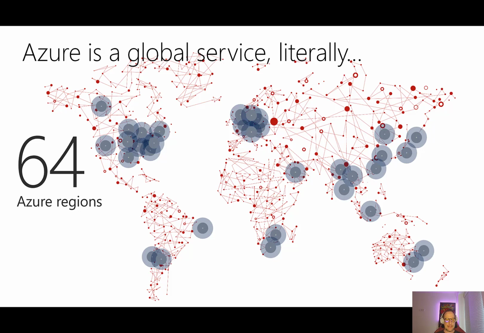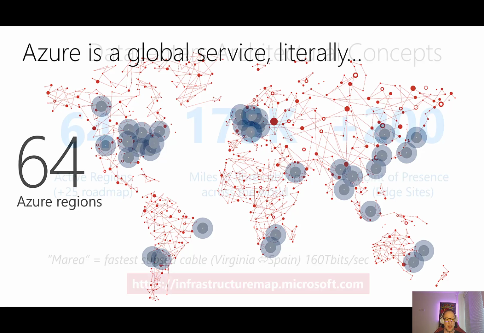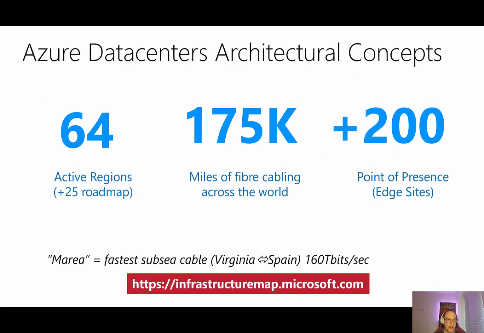Azure for now has 64 active regions all over the world. It means that no matter where you are in the world, you could probably find a close by Azure region where the Azure region is giving you functionality. 64 active ones and at least another 25 on the roadmap.